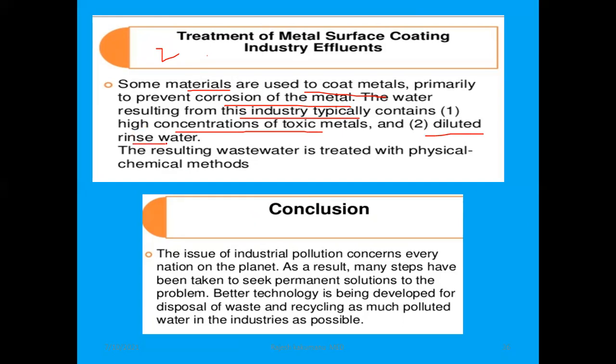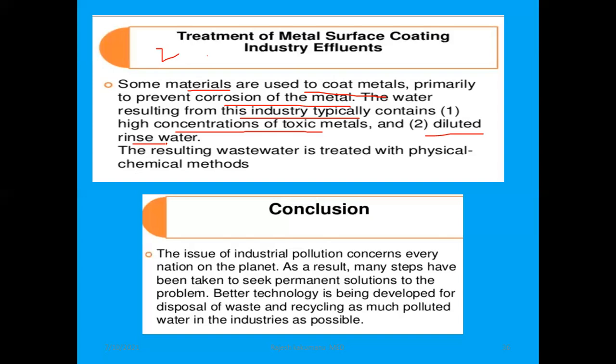So what is the first point? The water resulting from this industry typically has what? High concentrations of toxic metals. Because of the metal surface coating industries, we have a high concentration of toxic metals, and the second one is diluted, meaning mixing of rinse water. The resulting wastewater is treated with physical and chemical methods.